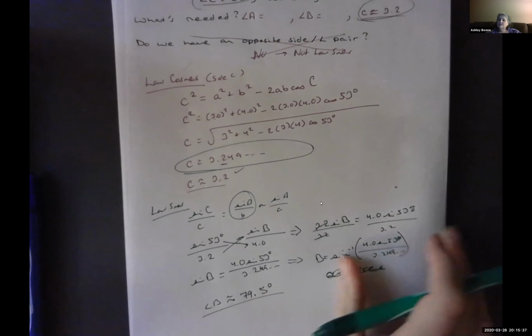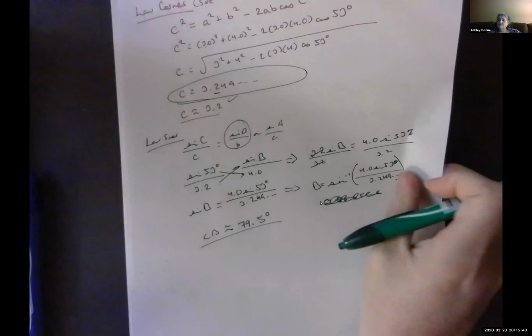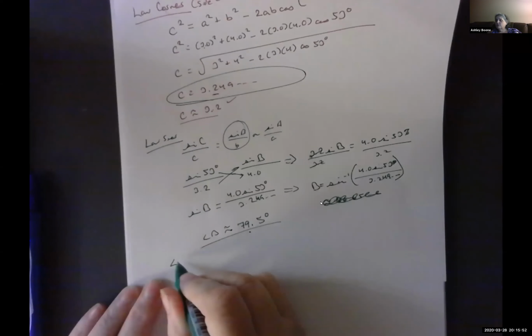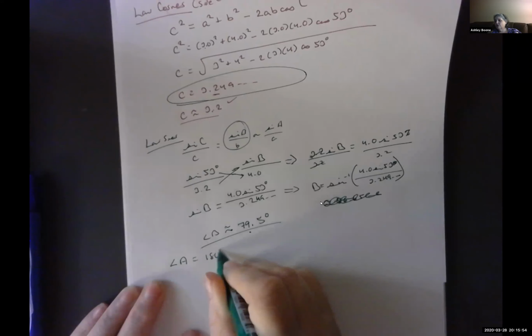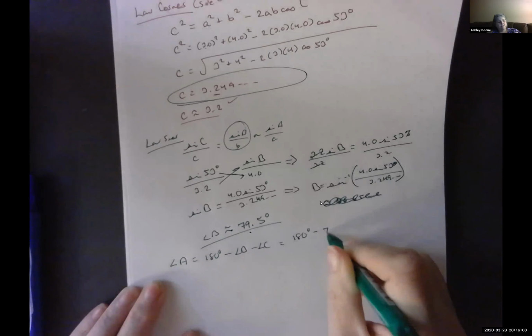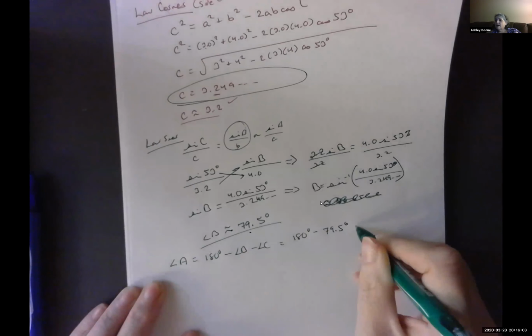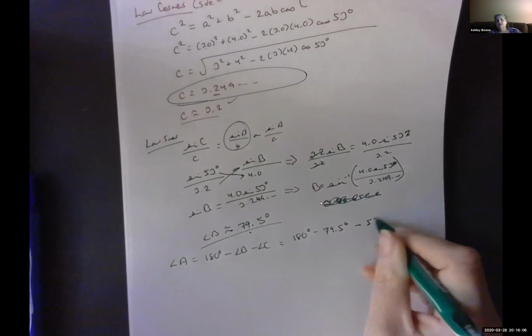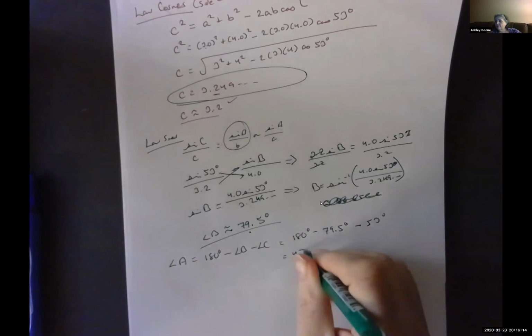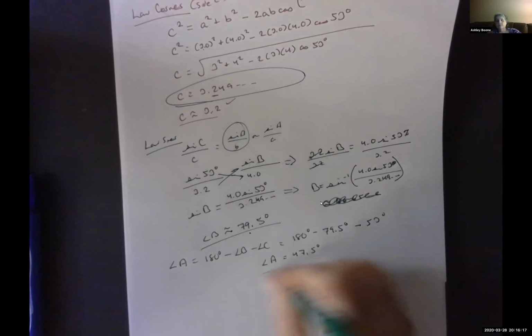So do that just like we did before, where you say you have it in your calculator and you pull it in, and that'll be good because you do want to be as exact as possible. Now we can get angle A because you can go 180 degrees minus angle B minus angle C. So that'd be 180 degrees minus 79.5 degrees minus angle C was 53 degrees. So 180 minus 79.5 minus 53 gives you 47.5 degrees. Okay, so there's angle A.